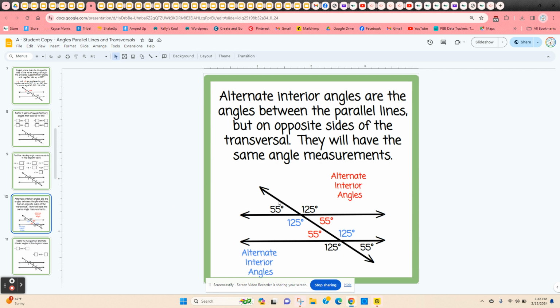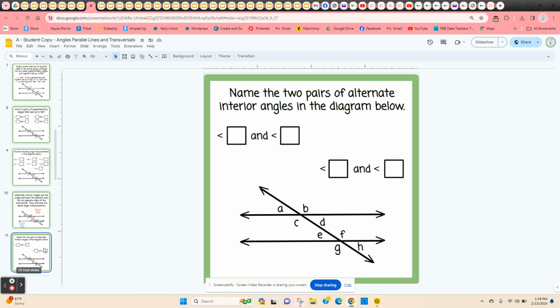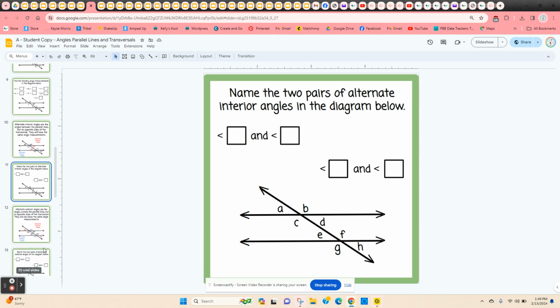Now we have what are called alternate interior angles. They're interior because they're inside the two parallel lines. They're alternate because they're on opposite sides of the transversal. And they have the same measurement. So these two angles are the same. These two angles in blue are the same. Alternate interior angles. And then students are going to name 2 pairs of alternate interior angles.